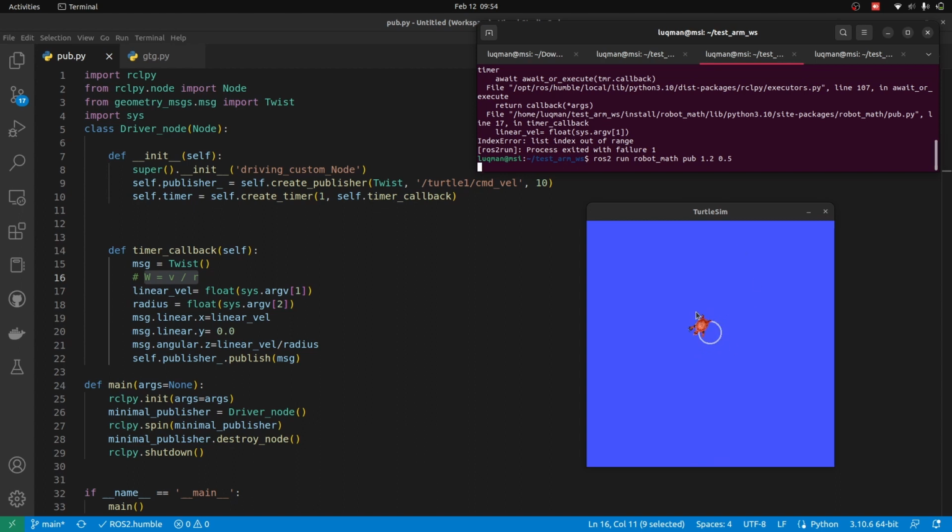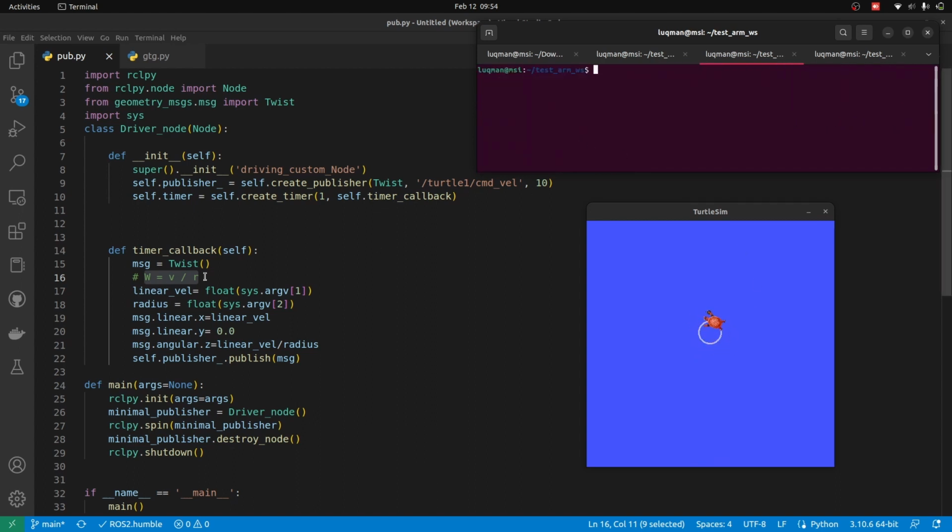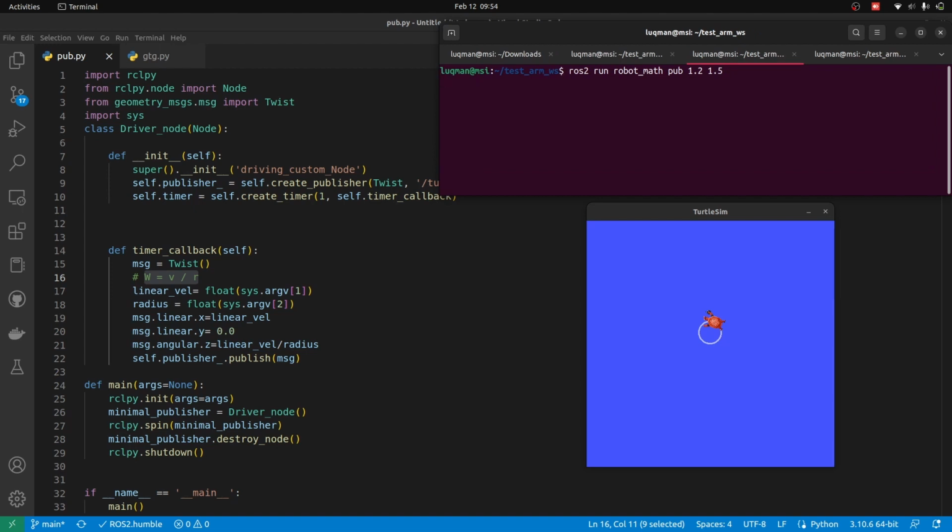One thing you have to notice about this equation is the relation. That's what mathematics teaches us. Radius is inversely proportional to angular velocity. So if I increase the radius, angular velocity is going to decrease. For example, if I make it 1.5 from 0.5, this angular velocity is going to reduce, although the radius is going to increase. And regarding the linear velocity, I am going to increase it to 2.2. It is going to increase the angular velocity.